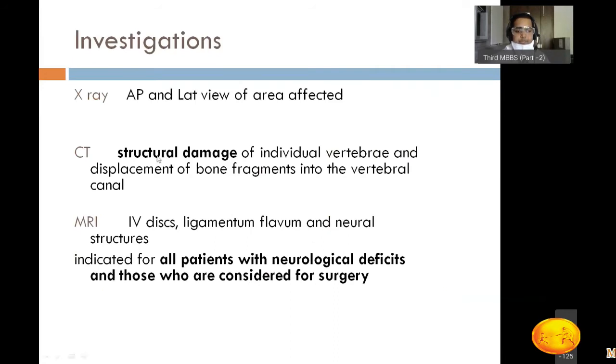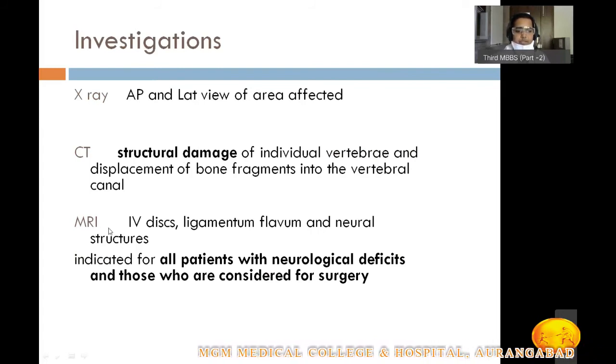Next, once we have finished with the complete motor and sensory examination of a particular patient, we come to investigations. First is the basic X-ray, AP and lateral view of the area affected. Second is CT, which shows the structural damage of individual vertebrae and displacement of bone fragments into the vertebral canal.